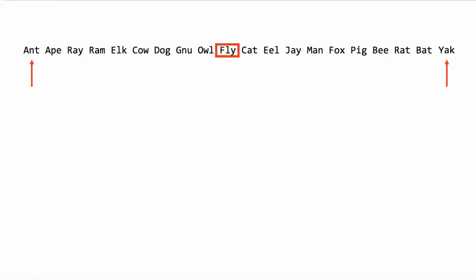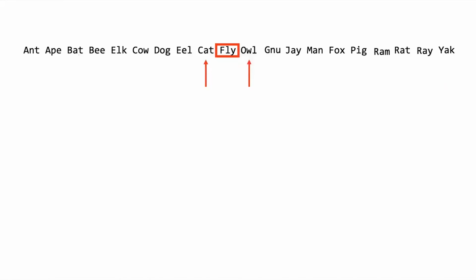Now I'm going to take the left pointer and keep advancing it to the right until I find the next item that is greater than fly, which is ray. And then I'll take the right pointer and advance it to the left until I find the first item that is not greater than fly, which is bat. And I'm going to swap them, and then ram and bee and swap them, and then gnu and eel and swap them, and then owl and cat and swap them.